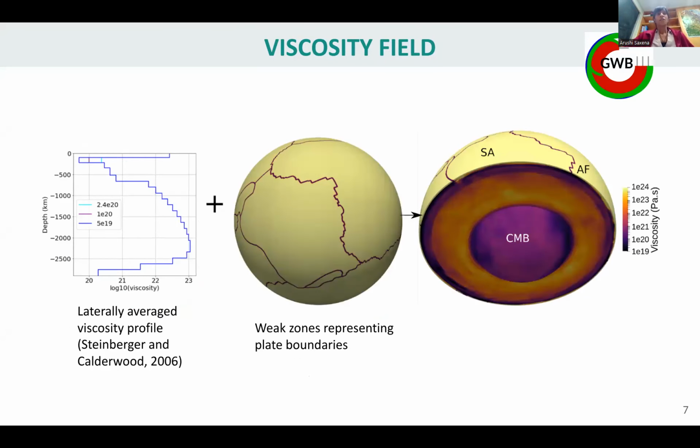How our material deforms is purely viscous. So our models are purely viscous, and it uses composite creep rheology. Because the viscosity derives from temperatures, we have lateral variations in viscosities, but these lateral variations in viscosity are too large. So we scale them to a one-dimensional viscosity profile, which comes from geoid inversion.